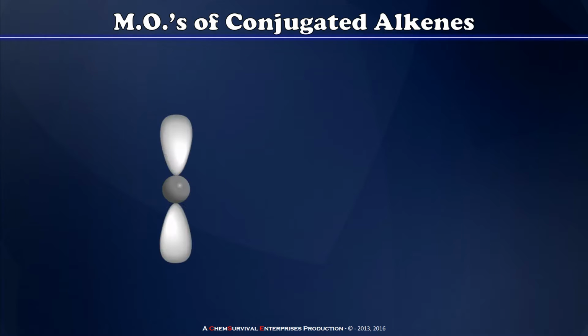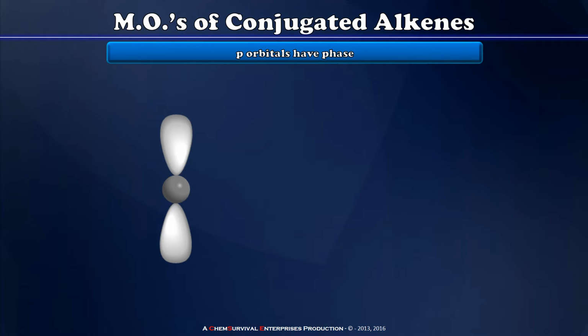I'm going to begin our discussion by showing you a p atomic orbital. Now, up until now, I've been drawing atomic orbitals as usually just one color for one orbital. Actually, I'm going to have to change that now, and the reason is that p atomic orbitals have a characteristic we haven't really discussed yet, and that is phase.